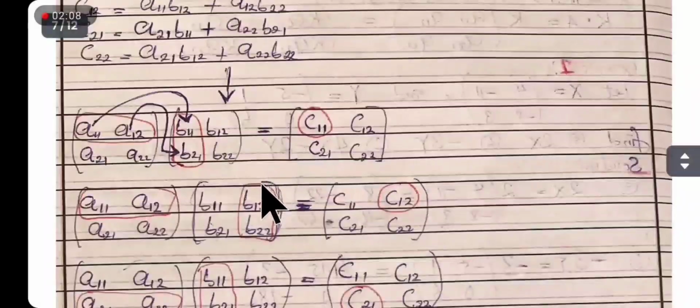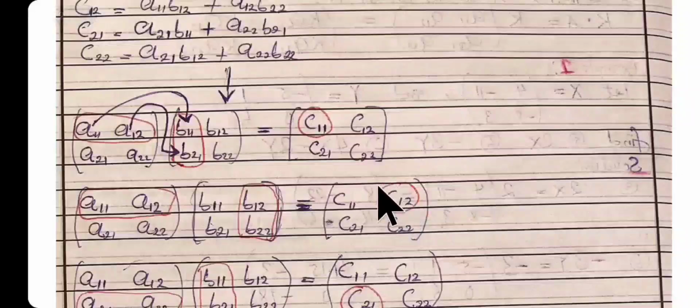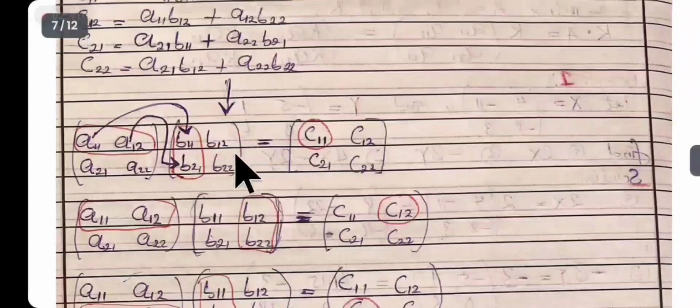Okay, so now how do we get our C12? This is the second entry in this row. If you are multiplying two matrices together, how do you get this second entry? How to do it is this. You are going to have A11 times B12, plus A12 times B22. Look at it here.